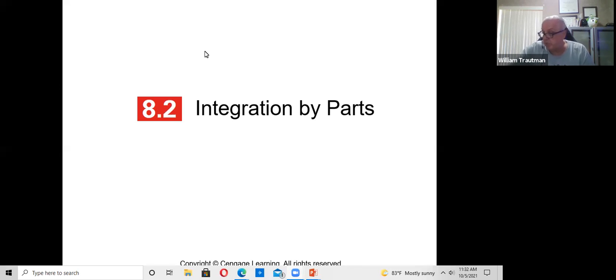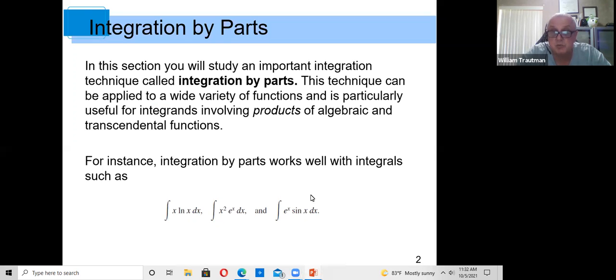All right, 8.2 integration by parts. There's just a formula you use, and it's a pretty cool formula because I think it makes things a lot easier if you use it. And it says, hey, in this section, integration by parts, look at these.